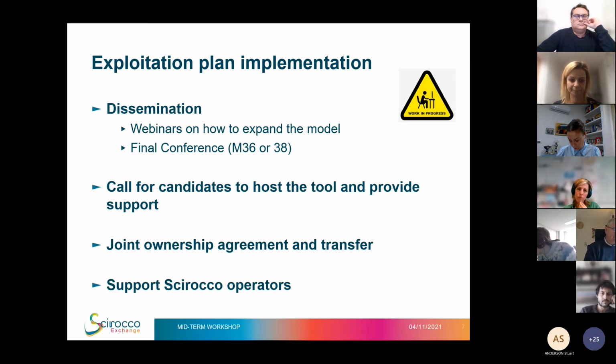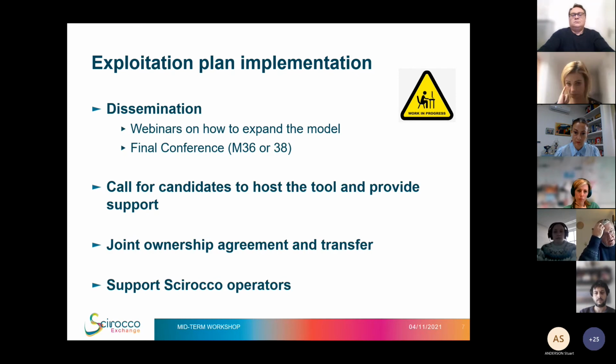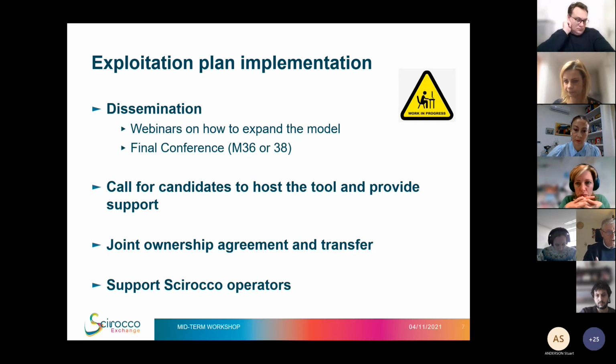There will also be a lengthy process of defining and agreeing on the ownership of the work that has been done so far and how to transfer it, if we are transferring the ownership to one or more candidates that are hosting the tool. So this is more legal-oriented work that needs to be done. And then of course, not only do we need to find candidates to provide support and operate the tool, but we will also have to put in place a mechanism to support these new operators, at least for a certain transition period until they are in full control of the process itself.